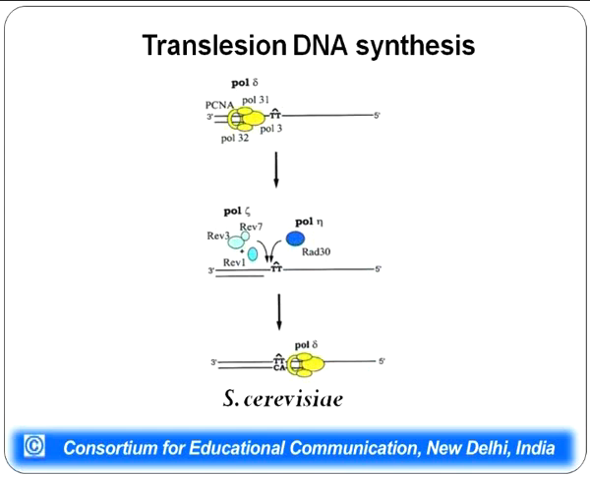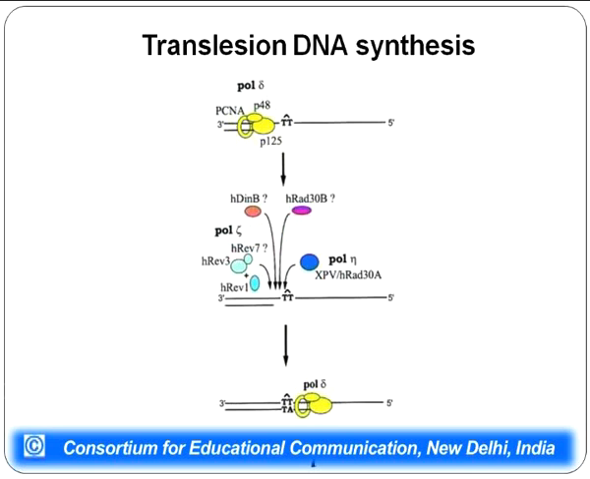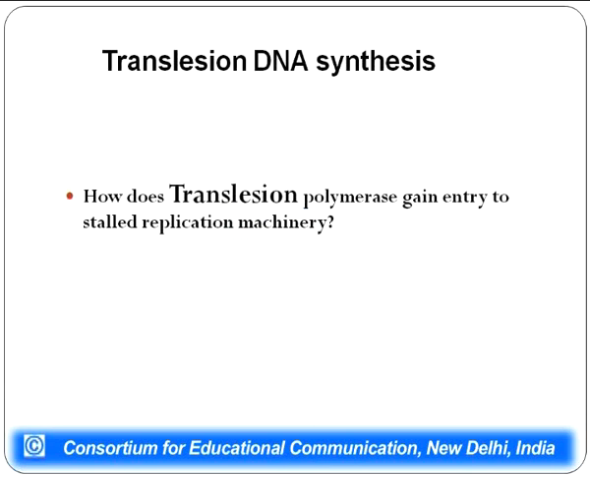Eukaryotes also have similar, homologous proteins, which also function in a similar way, and this helps in overcoming severe damage to DNA. All the eukaryotes have a translesion DNA synthesis mechanism.